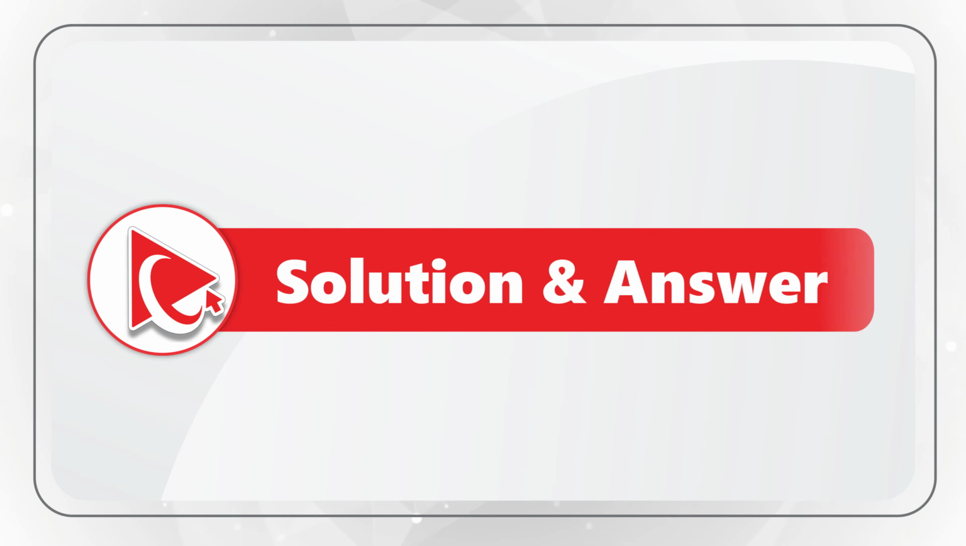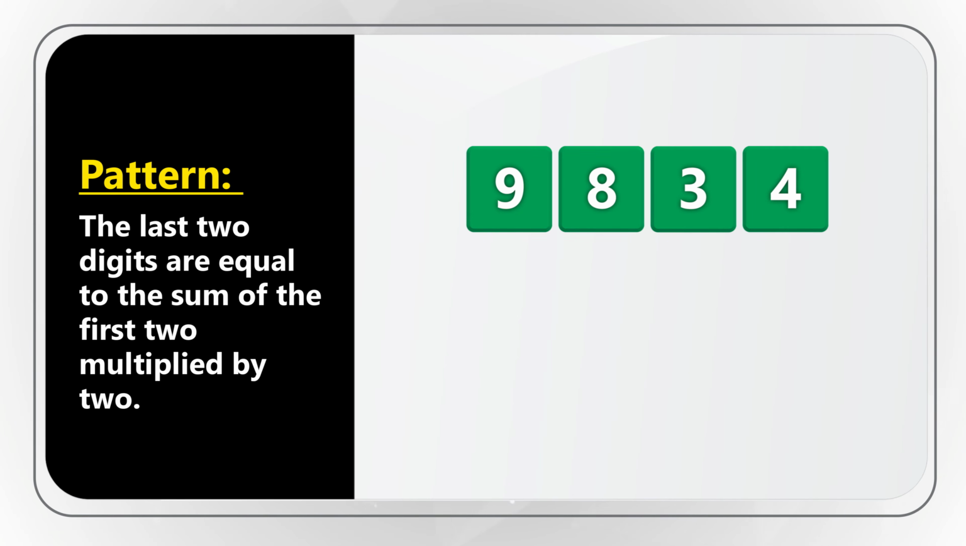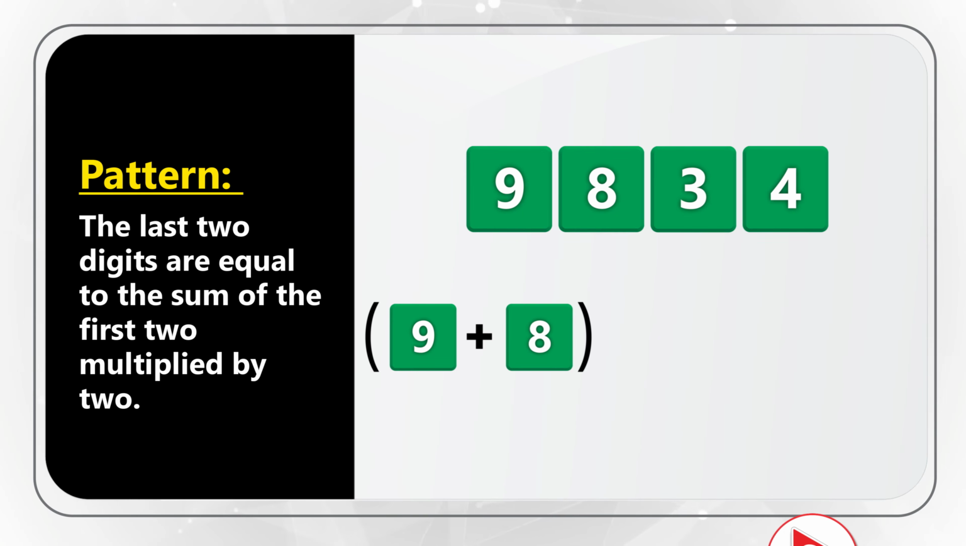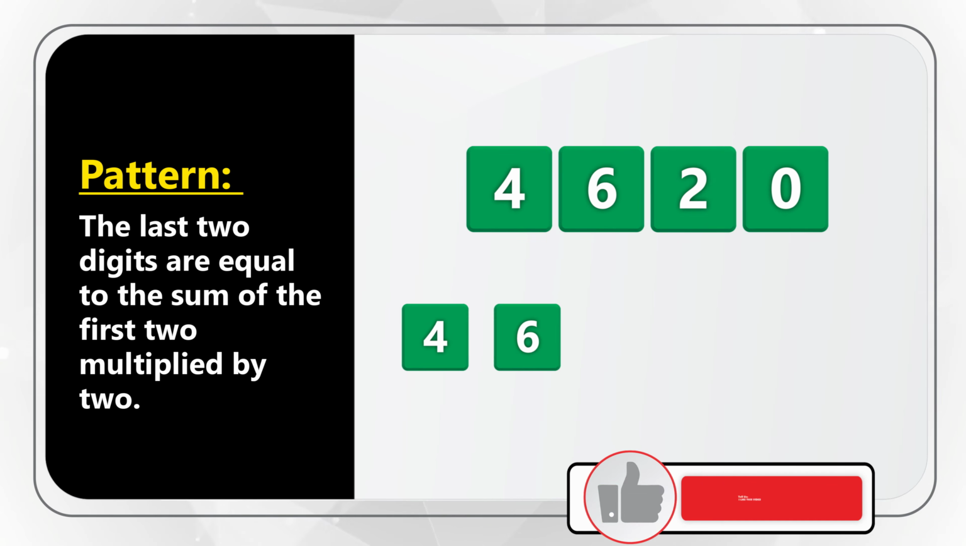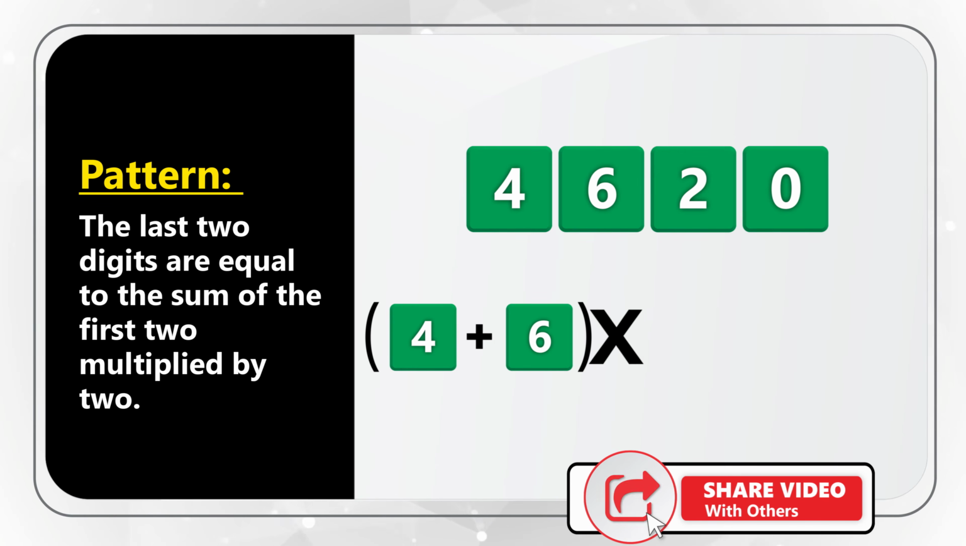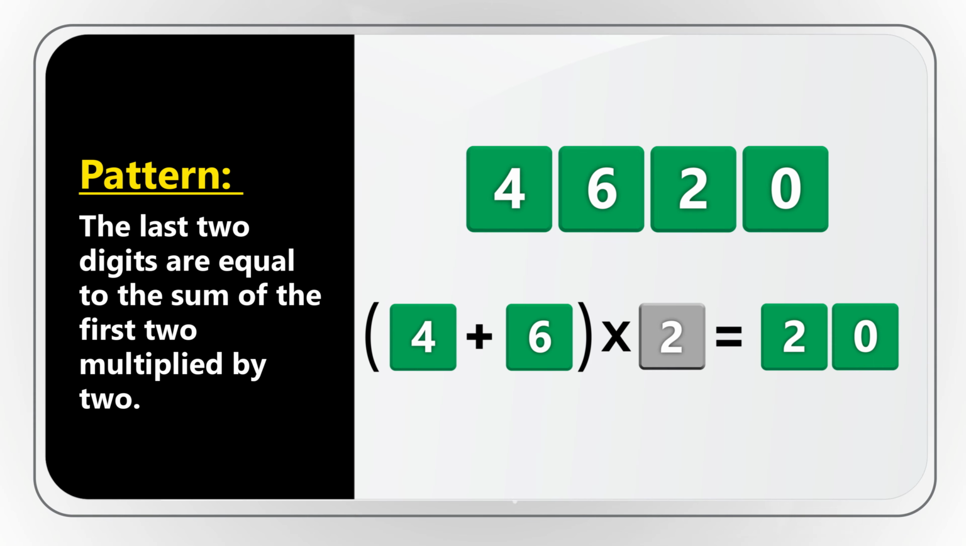You're probably tired of hearing this on this channel, but to solve these types of challenges, you need to detect the pattern. And the pattern here is that the last 2 digits are equal to the sum of the first 2 digits multiplied by 2. Let's look at the example. The first row contains numbers 9, 8, 3, 4. And the expression here is that (9 plus 8) multiplied by 2 equals 34. Based on this logic, the third row would be (4 plus 6) multiplied by 2, which would be equal to 20, which represents the set of numbers 4, 6, and then 20.